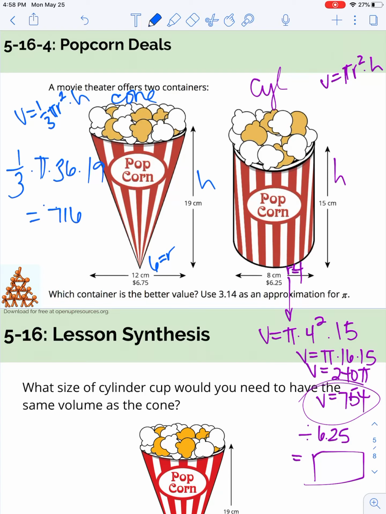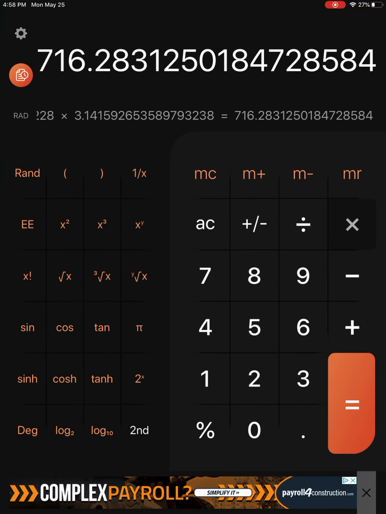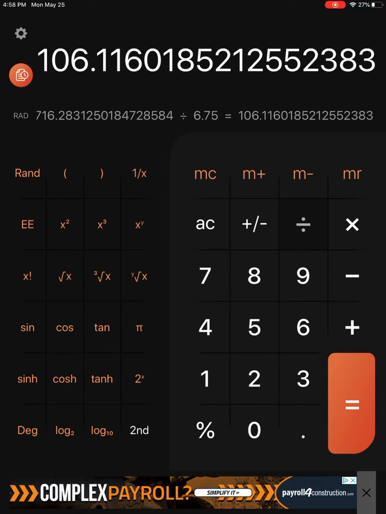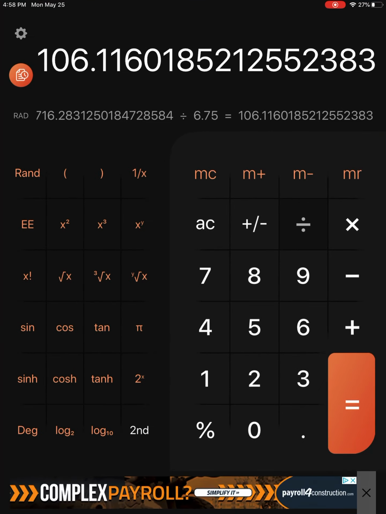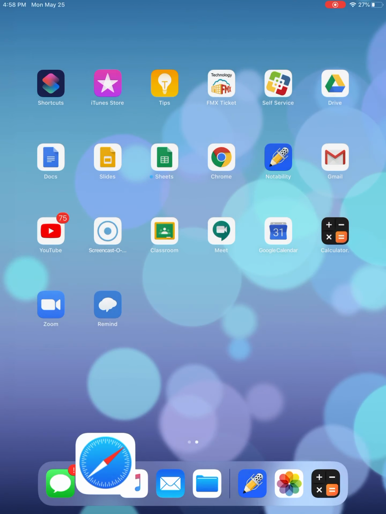And then we will do the same thing where we divide that by the 675. Why don't we just go ahead and do that? Okay, 716 divided by 675. That's 106.1. Okay. The other one is 754 divided by 625. That's 120.6.